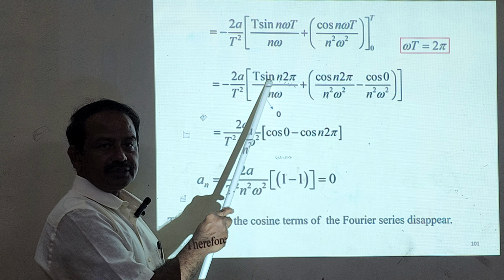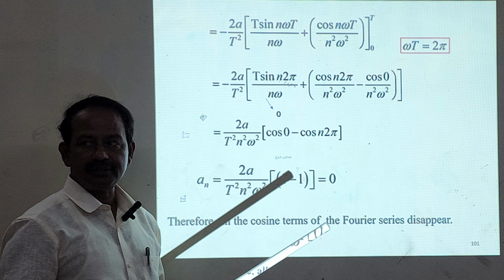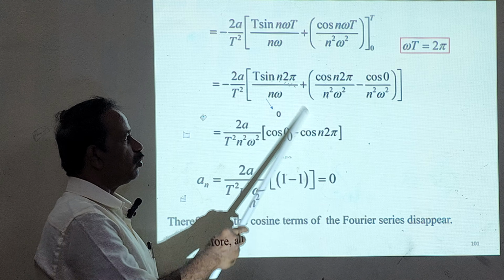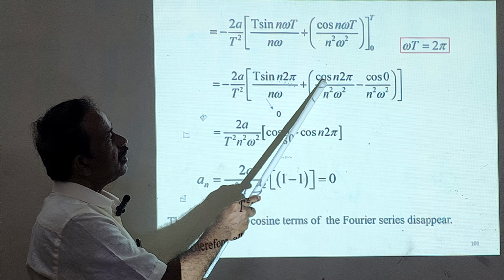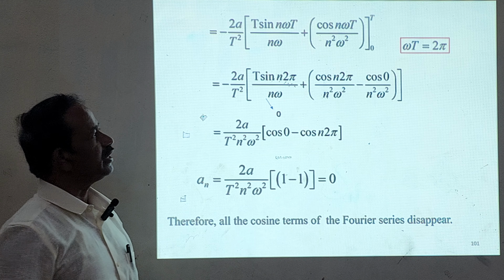What is this term? This term is 0, because sin n 2 pi is 0, and sin 0 is also 0, so this term will go off. So we have only these two terms. So this becomes cos n 2 pi divided by n squared omega squared.